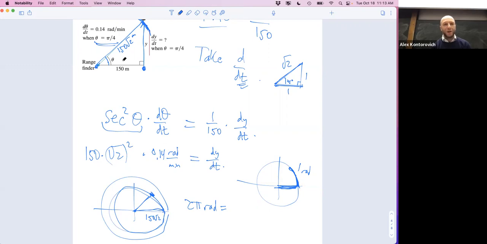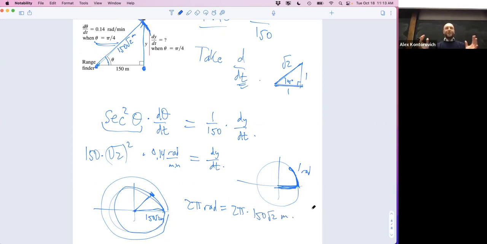If we know that we're measuring things in meters, so this is 150 root 2 meters. So 2 pi radians is... Yeah, it's just 2 pi times the radius. And the radius is 150 times root 2 meters.